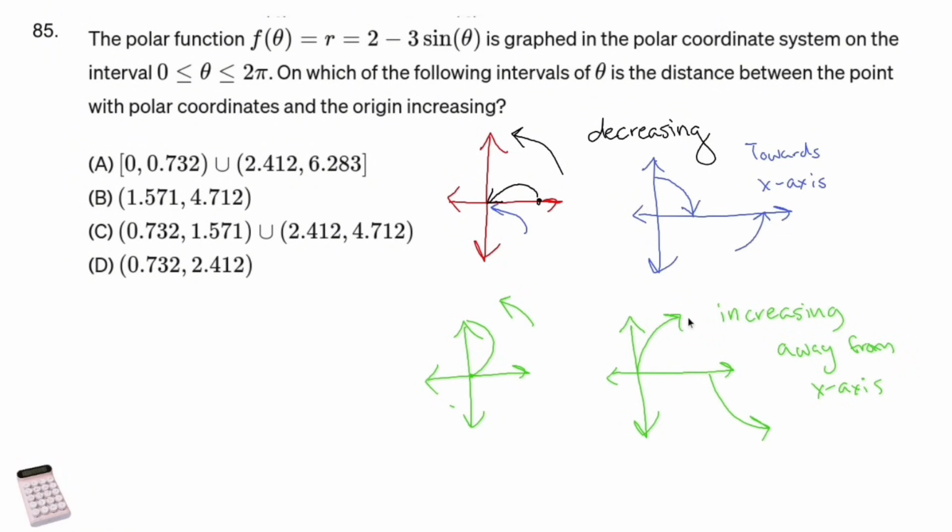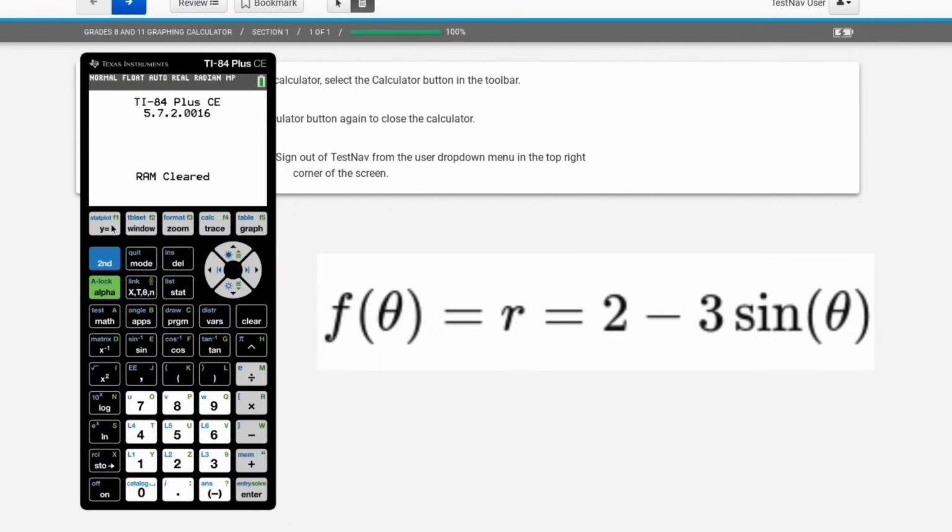Okay, so we're going to run to our calculator. We're going to graph this guy out, and we are going to find out where our curve is moving away from the x-axis. Here we go. All right, you ready? We are going to graph 2 minus 3 sine x, because we're graphing this on the rectangular system.